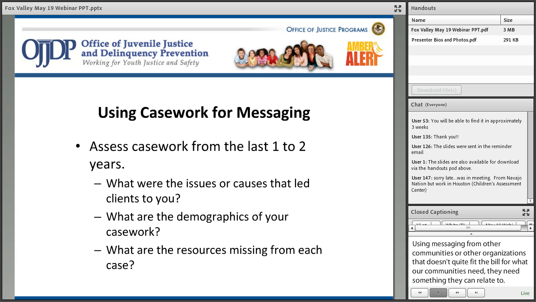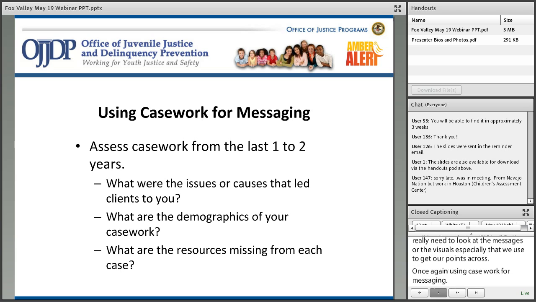Once again, using casework for messaging is very important. Assess casework from the last one to two years. What were the issues or causes that led your clients to you? If there was a downturn in your community and maybe an employer laid off people and we had a high number of substance abuse and child neglect cases, well, those are things to really take notice of. So what can we do as service providers to help? Maybe working with the local community college, the departments of education, tribal leadership to see what we can do to help forge a way for employment opportunities.